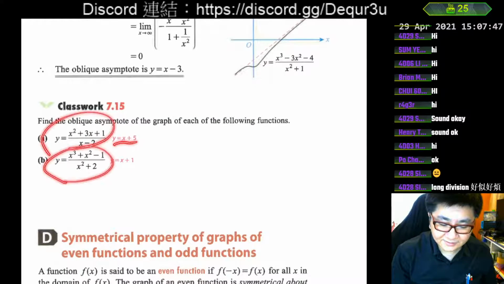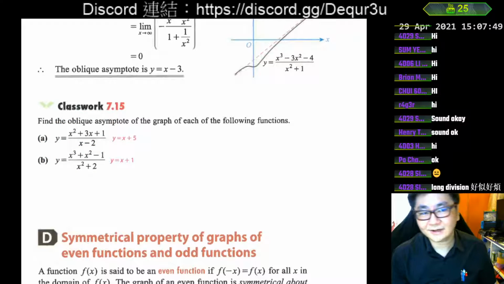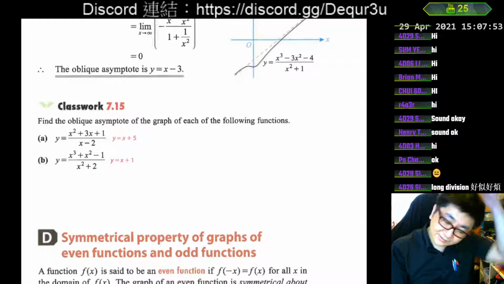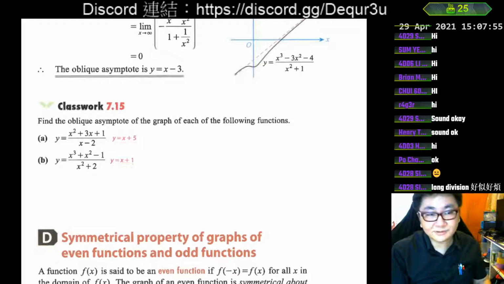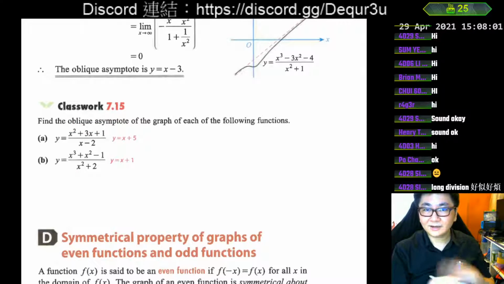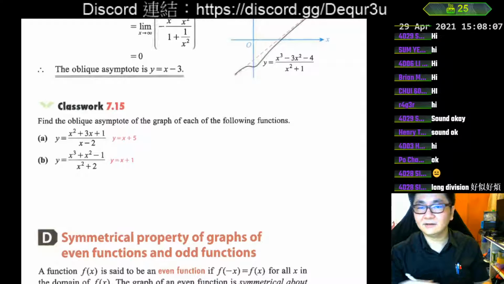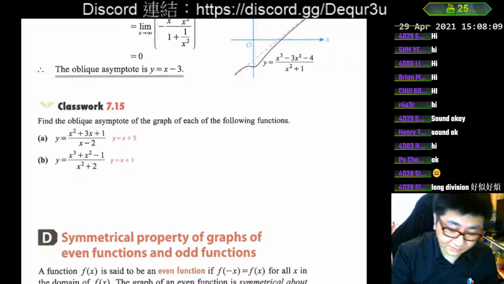We have answers here already, and you also have the answers in your own textbook, but try to get these answers in suitable ways. Find the oblique asymptotes for each of the following graphs A and B. Let's take 2 to 3 minutes to do it, and then we check the answers at 3:10.